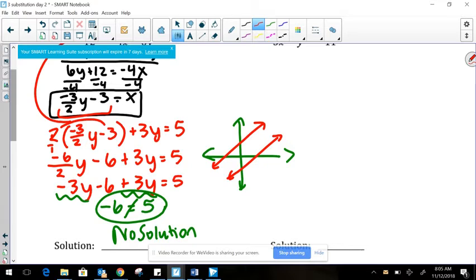Okay, so this is it for the day 2 of substitution. Make sure you're working on your classwork and checking those answers that you have the correct points for each problem.